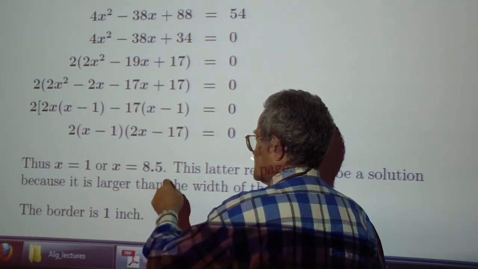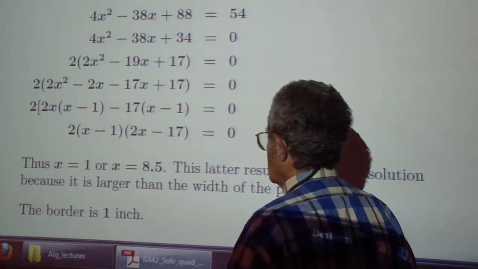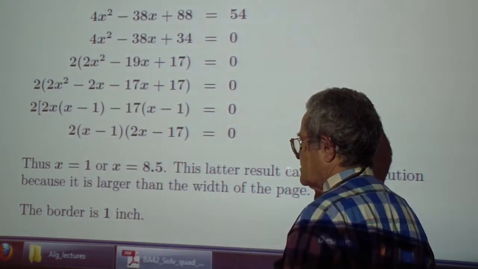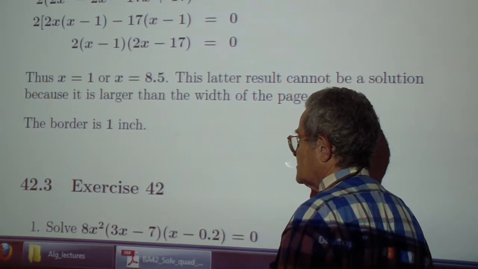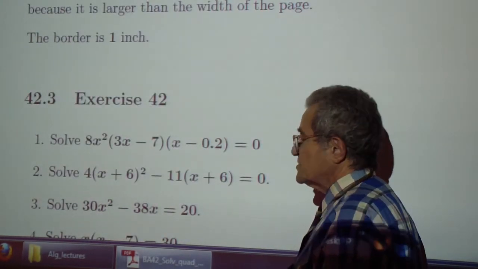Now that is not possible. That is more than the width, so you can forget about that completely. So the border is 1 inch. The uniform border is 1 inch.